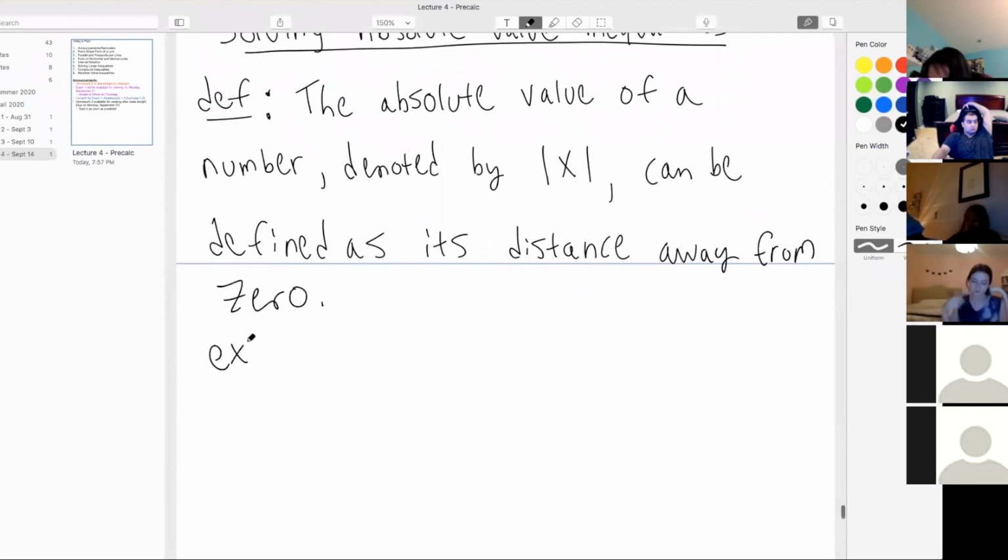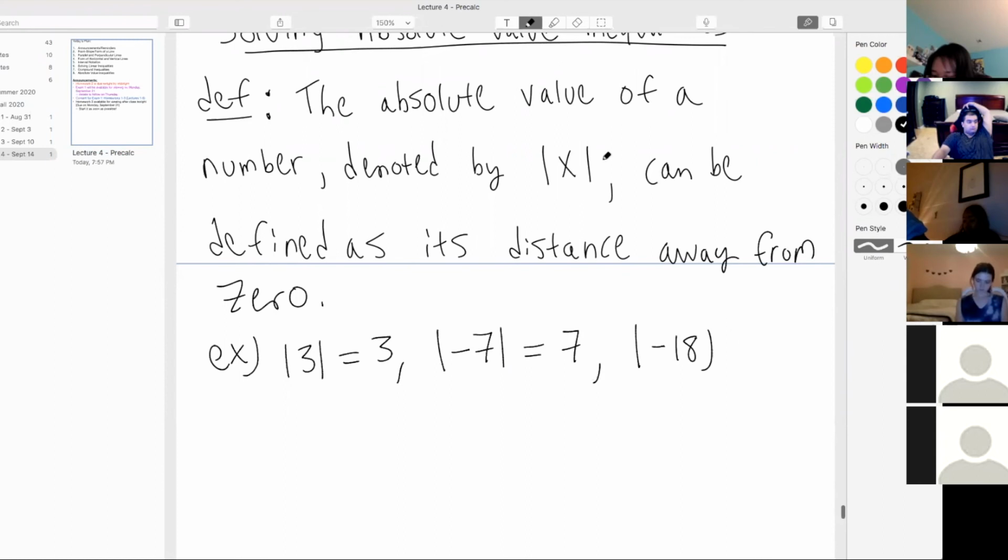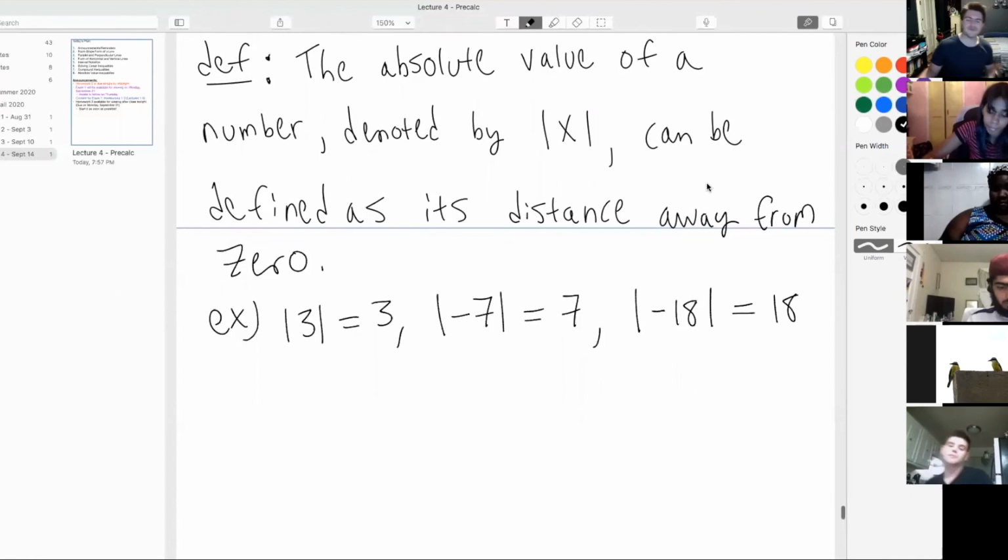All right, so here's an example quickly. The absolute value of 3 is 3. The absolute value of -7 is +7. The absolute value of -18 is +18. Okay, so the absolute value will always return a positive number, okay? You'll never get a negative from this guy.